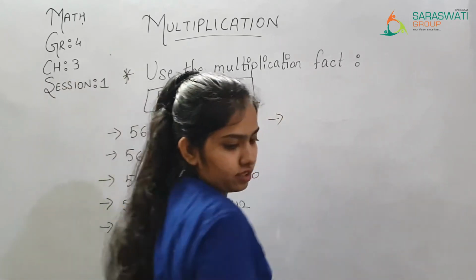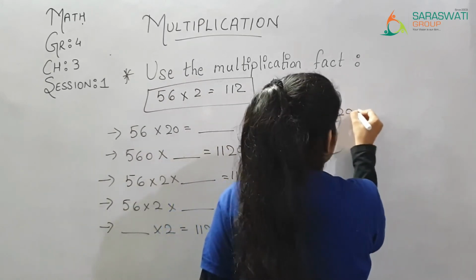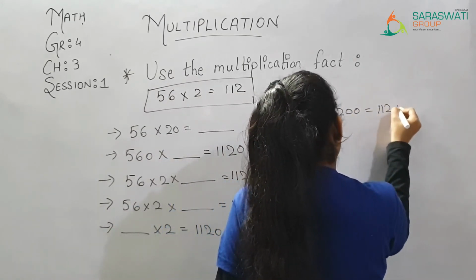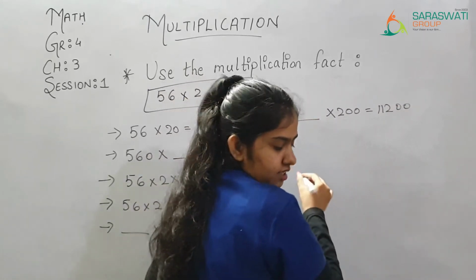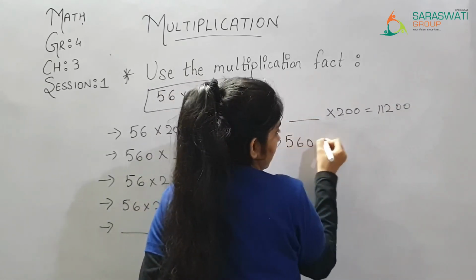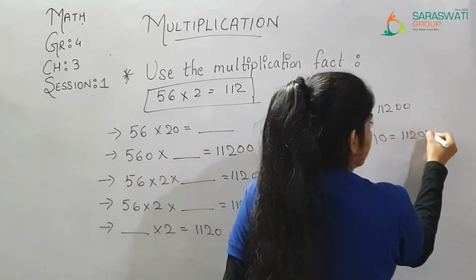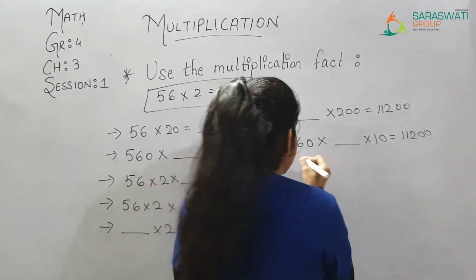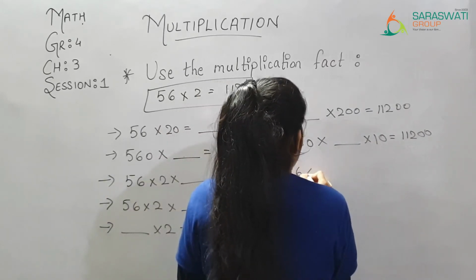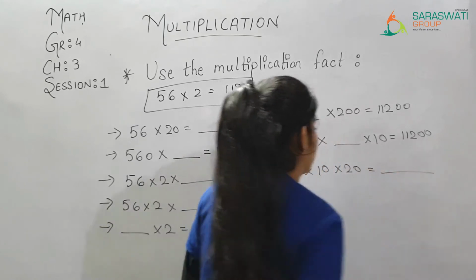Then over here dash into 200 equals 11200. 560 into dash into 10 equals 11200. And 56 into 10 into 20 equals dash.